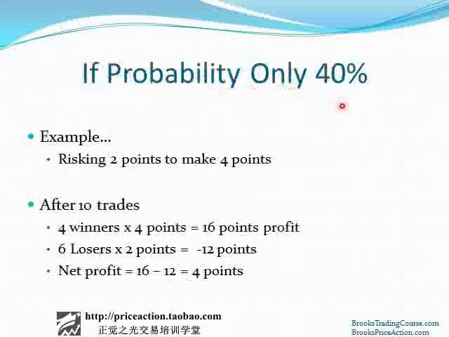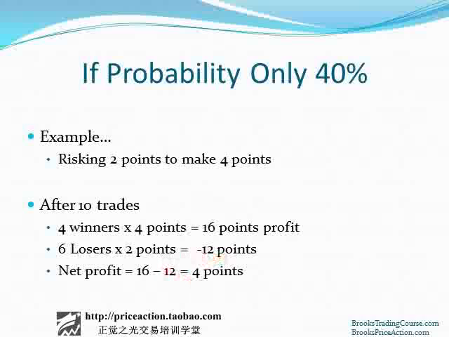Okay, probability of only 40%. How can you make money? Let's look at an E-mini trade where you're risking 2 points to make 4 points, a reward 2 times the risk. If you take this trade 10 different times, with a 40% chance of success, you have 4 winners at 4 points each, so you make 16 points. Let's say you have 6 losers at 2 points each, which is a worst case scenario. You lose 12 points. And at the end of 10 trades, you have a net of 4 points profit.